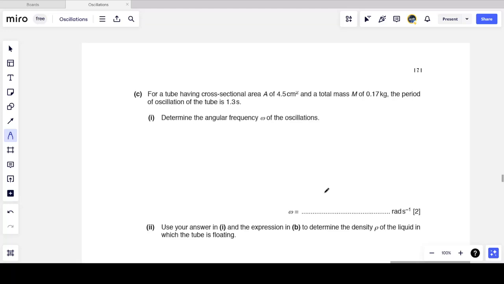Next, we are told that for a tube having cross-sectional area A of 4.5 square centimeters and a total mass of 0.17 kg, the period of oscillation is 1.3 seconds, and we have to determine the angular frequency of the oscillations. Without any trouble, angular frequency omega is 2 pi divided by T, which is 2 pi divided by the period of 1.3 seconds, which is an angular frequency of 4.83 radians per second, or to two significant figures, 4.8 radians per second.